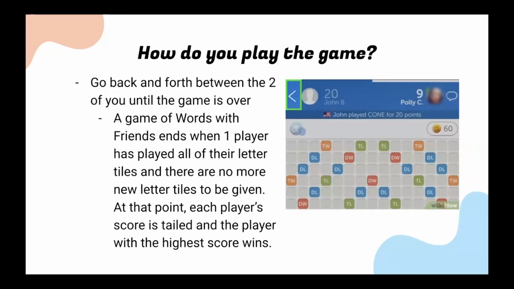A game of Words with Friends ends when one player has played all of their letter tiles and there are no more new letter tiles to be given. At this point, each player's score is tallied and the player with the highest score wins.